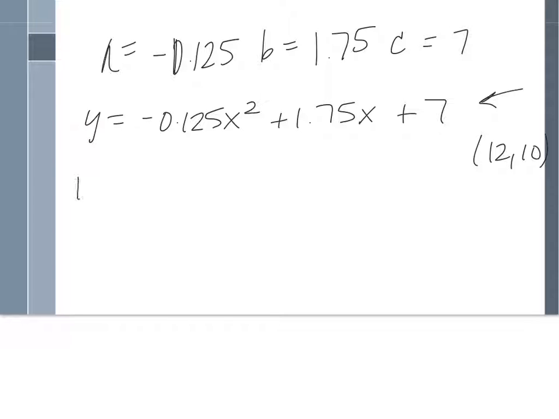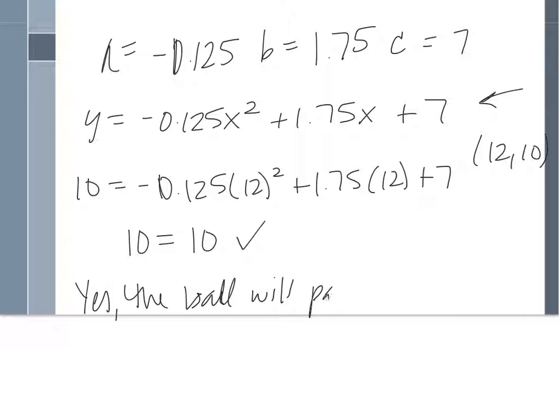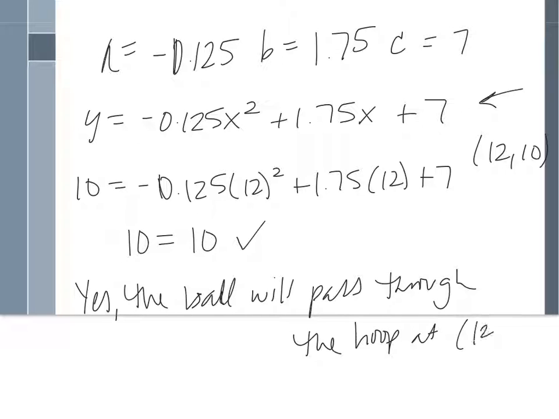Well, to see if it's a solution, we would have to substitute in the ordered pair (12, 10). So let's do that. We would have 10 equal to negative 0.125 times 12 squared plus 1.75 times 12 plus 7. If we went through all of that, what you would get is 10 is equal to 10, which means that yes, it is a solution. So yes, the ball will pass through the hoop at (12, 10). And that's it.